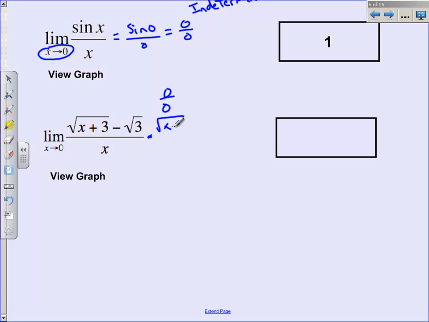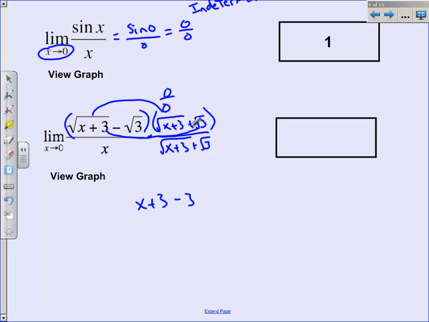So I can multiply the top and bottom by the square root of x plus 3 plus the square root of 3, divided by the square root of x plus 3 plus the square root of 3. So I've multiplied the top and bottom by the conjugate. Let's see what happens algebraically. I've got here an a minus b times a plus b. So if I FOIL all this out, I'm going to get x plus 3 minus 3. And you can check that yourself if you do all of that foiling. That times that, that times that, that times that, and that times that.